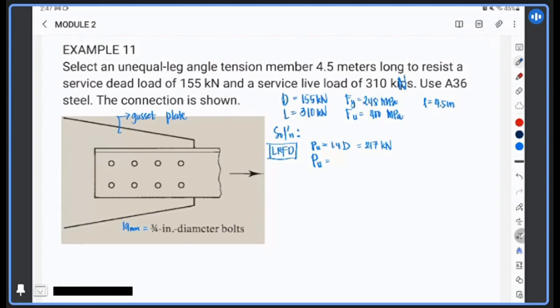Another one, load combination 2, is 1.2 dead load plus 1.6 live load. This is the most common, na lagi niyong ginagamit sa RC design. And that is equal to, what's the value? For load combination 2, what is the factored load?